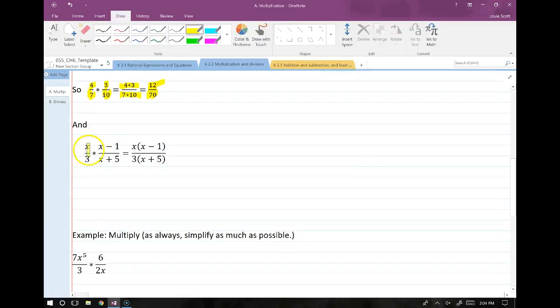So the same holds for rational expressions. As you can see, I have x/3 here, (x-1)/(x+5) here. To multiply those two together, we just multiply straight across like that.